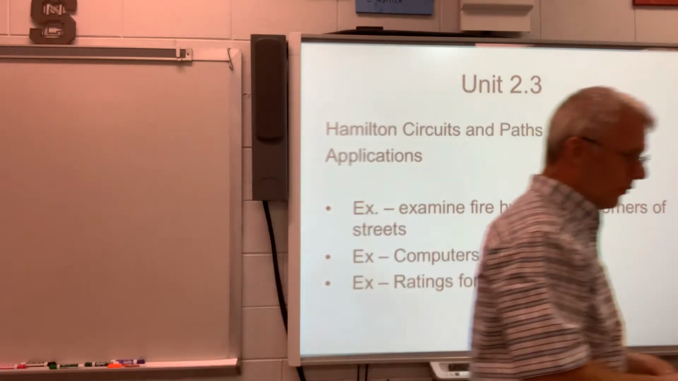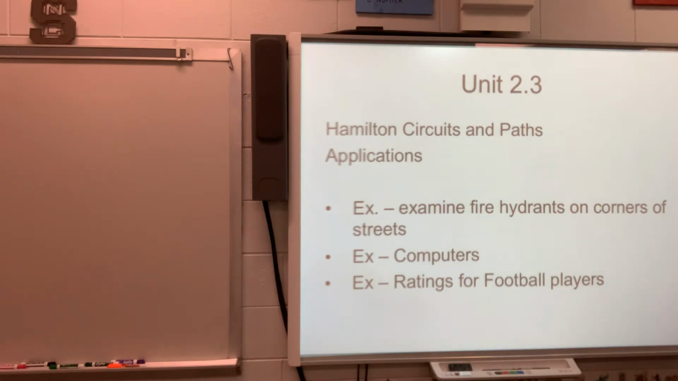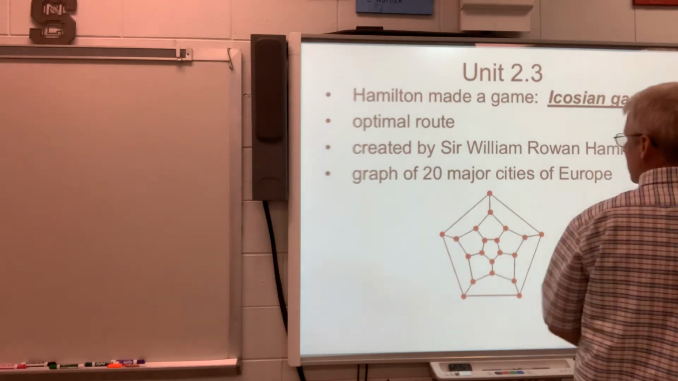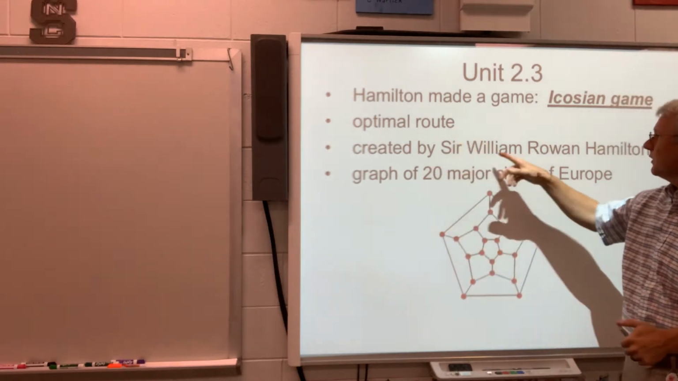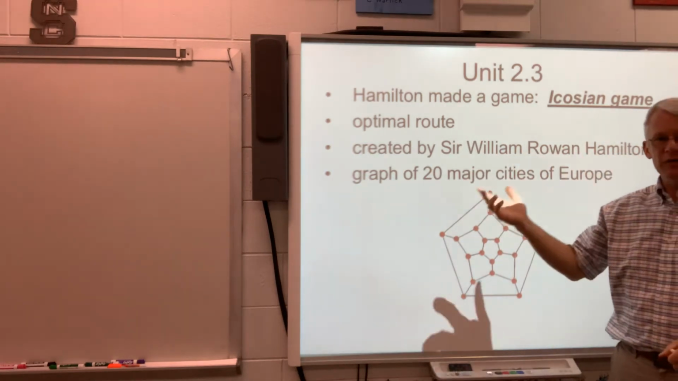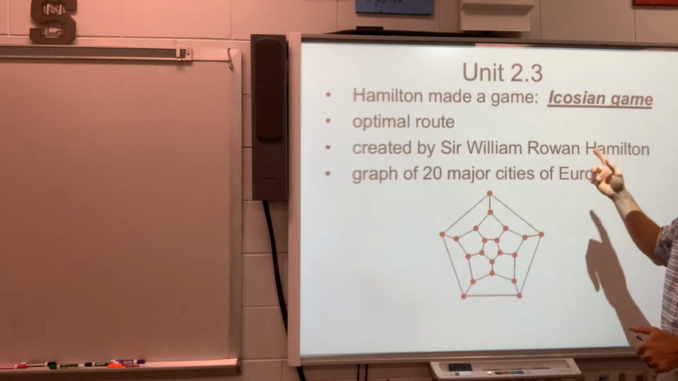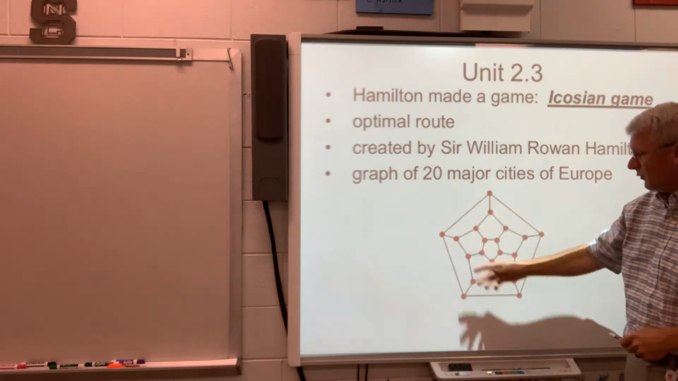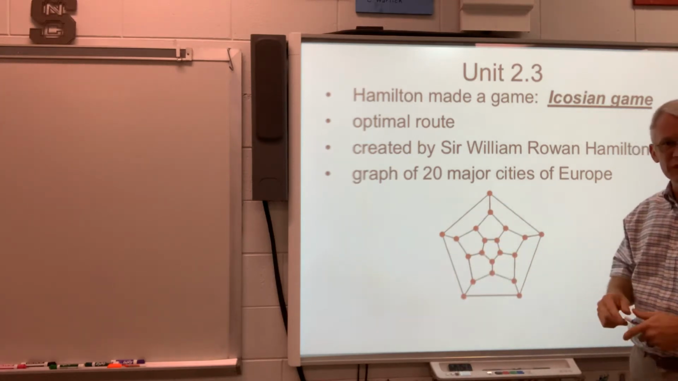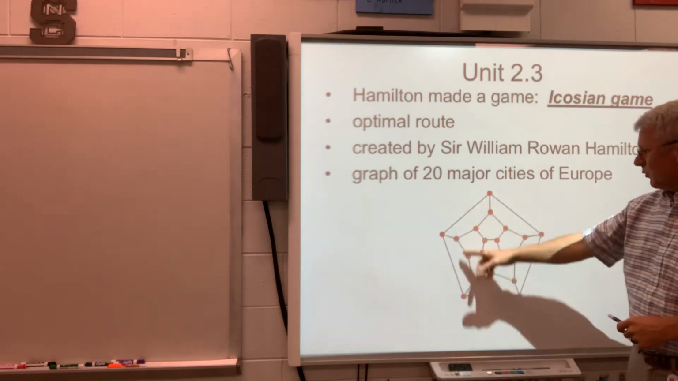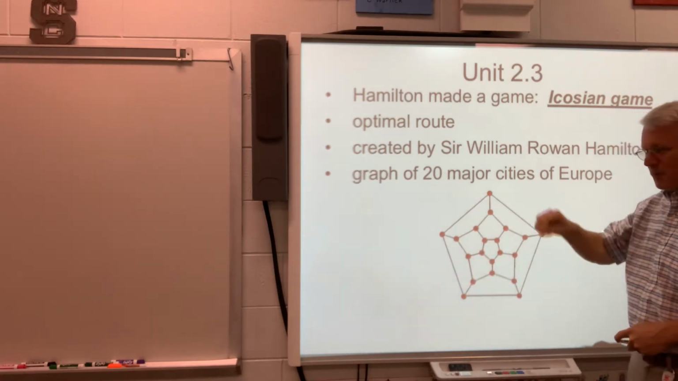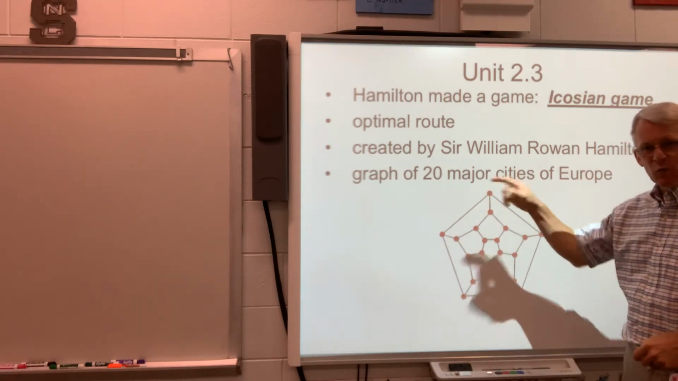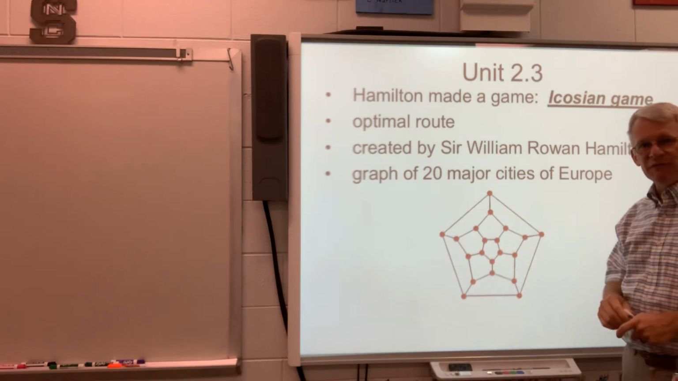Now we get to the next part. Hamilton came up with this, and his full name is Sir William Rowan Hamilton. He created what's called the Icosian game, and it's really about finding an optimal route. It was a game, sort of like Nintendo or Wii today. It was a board game with pegs and pieces of string, and the question was what your route is so you can hit every single city.